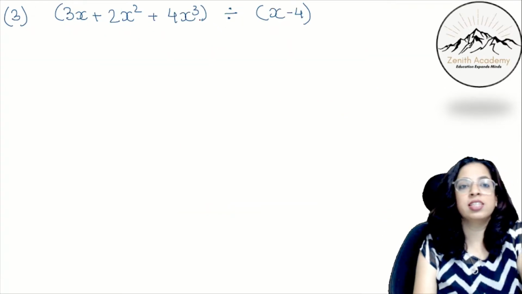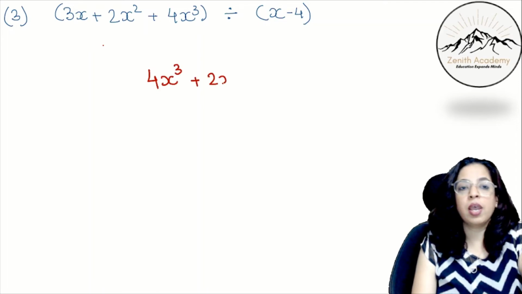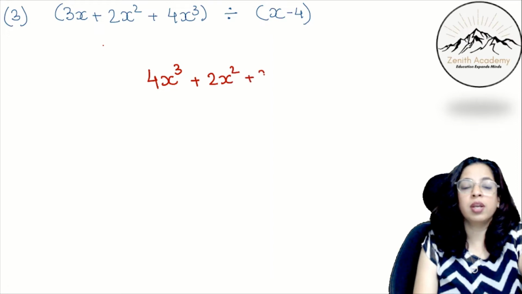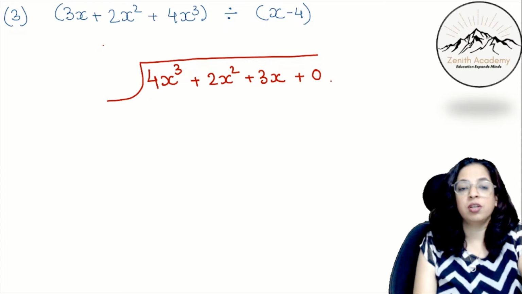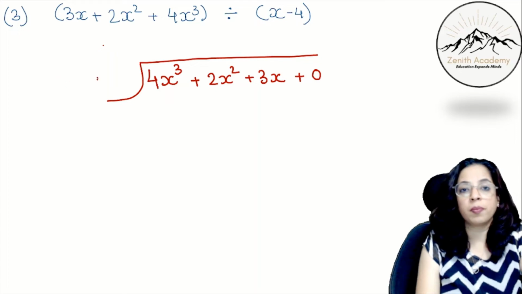Now see here, this is not in the index form. See the third question. So you have to write it properly. See, 4x cube, then you get 2x square, then you get 3x. Now constant is missing, so you can simply write plus 0. Okay, this is the dividend. You have to pay attention. Always this has to be converted into this index form. And then you will write x minus 4 here.